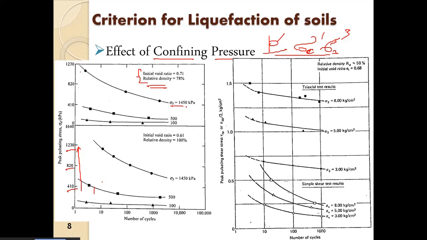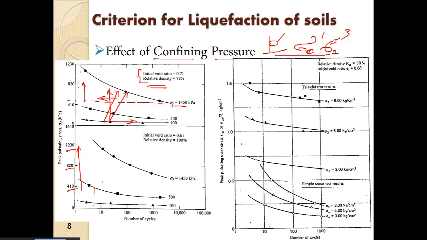So this is sigma 3 is 1450 kPa. So we are here, so from here the pulsating stress has to be increased to decrease the number of cycles, obviously that we have already discussed. Then for increasing confining stress, the same trend is observed but it is increasing, all right? So the pulsating stress is also increasing, as well as the number of cycles is also increasing. So that is the effect of confining pressure.